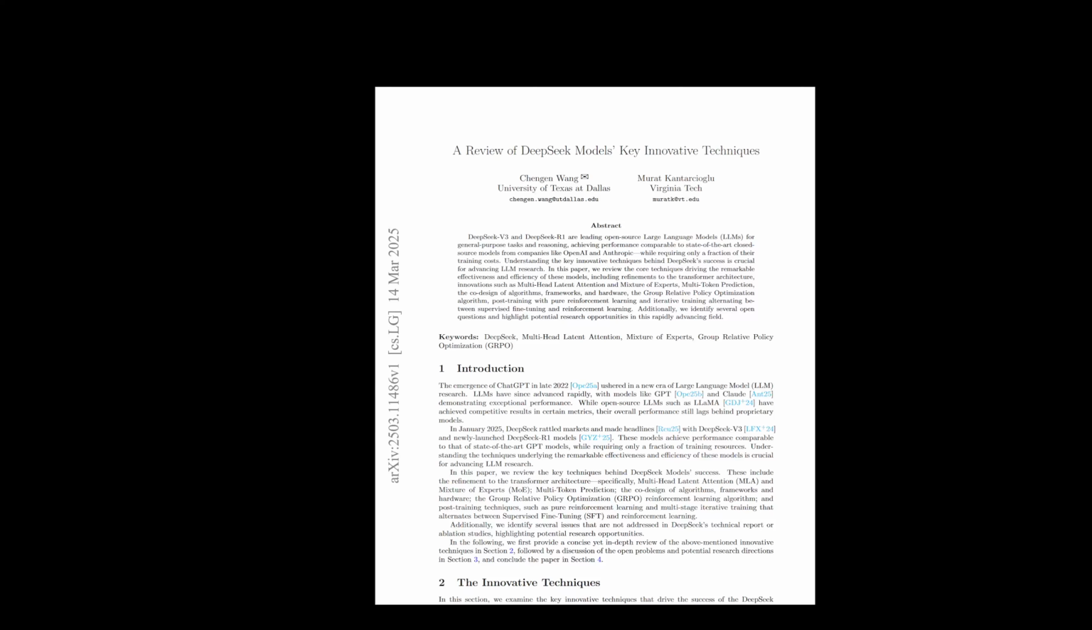In this paper, we review the core techniques driving the remarkable effectiveness and efficiency of these models, including refinements to the transformer architecture, innovations such as multi-head latent attention and mixture of experts, multi-token prediction, the co-design of algorithms, frameworks, and hardware, the group relative policy optimization algorithm, post-training with pure reinforcement learning, and iterative training alternating between supervised fine-tuning and reinforcement learning. Additionally, we identify several open questions and highlight potential research opportunities in this rapidly advancing field.